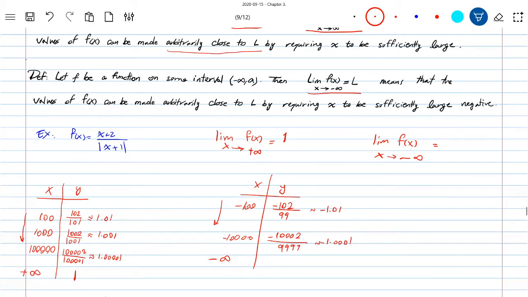And so what I get is the y value is getting closer and closer to negative 1 if I pick the x value approaching negative infinity. I can say I expect the limit to be negative 1.